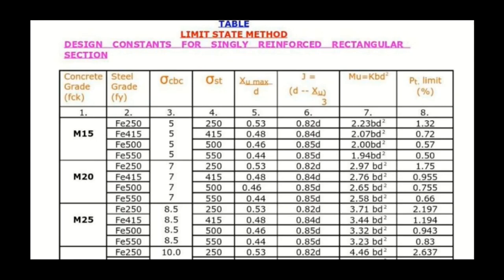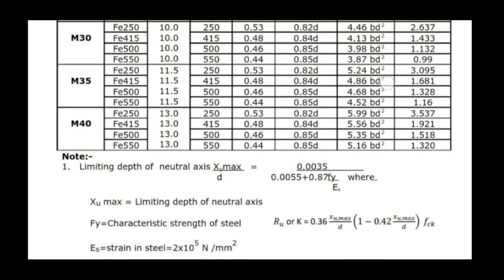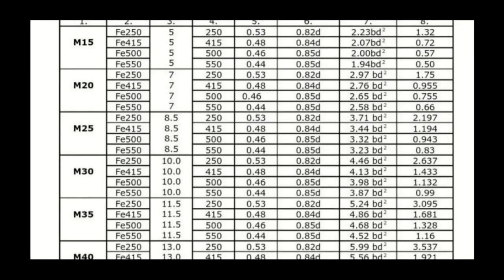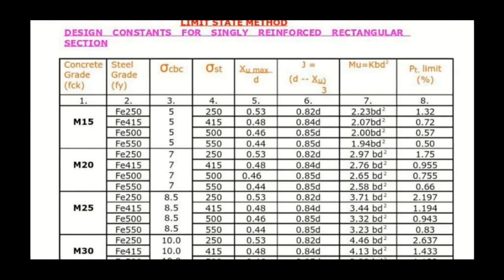So what is Ru? Let's check first. Now Ru or K is 0.36 Xu max by d within bracket 1 minus 0.42 Xu max by d bracket closed, fck. So this is from Annex G of IS 456 2000. Okay. So this Ru or K value depends upon grade of steel and grade of concrete. So let's check some values. Look, for M15 grade of concrete and Fe 415 steel, the value of K or Ru will be 2.07, right?